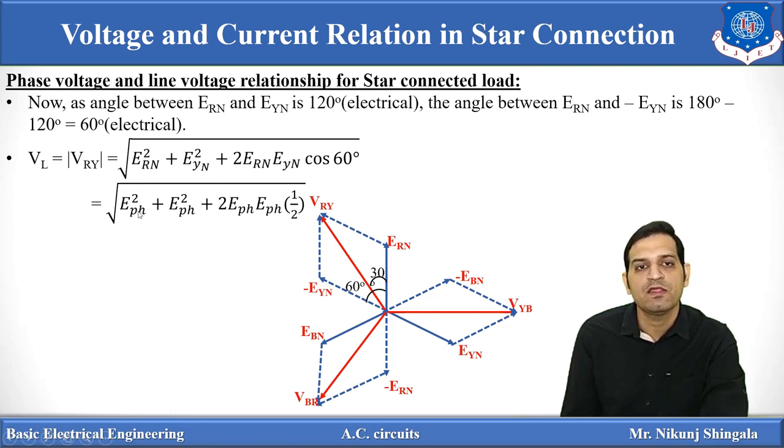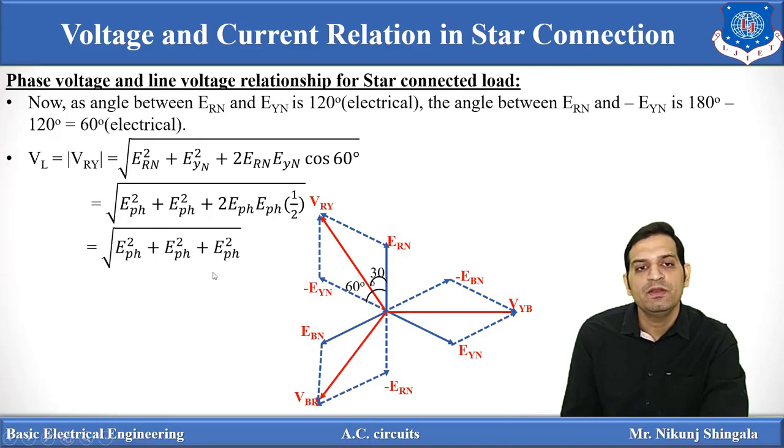Now all the line voltages are equal, all the phase voltages are equal, so that can be represented in terms of E phase. So instead of E_RN we can write E phase, instead of E_YN we can also write E phase. So the equation becomes the square root of E phase square plus E phase square plus 2 E phase square cos 60, and cos 60 is nothing but 1 by 2, that is 0.5.